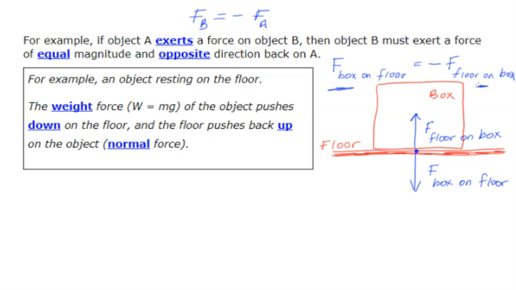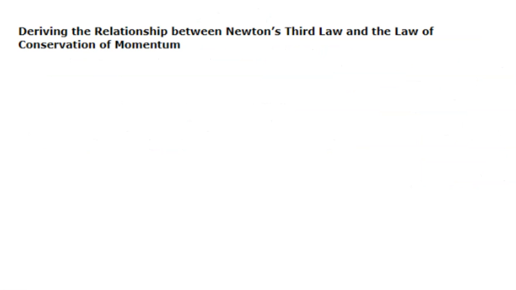The key thing in this law is that the forces are acting on two different objects. We've got a force acting on the floor, and a force acting on the box, and the forces are equal and opposite in magnitude. Now we'll use Newton's third law to derive the law of conservation of momentum.